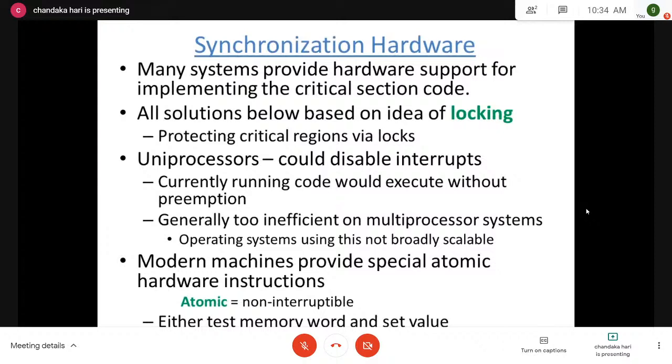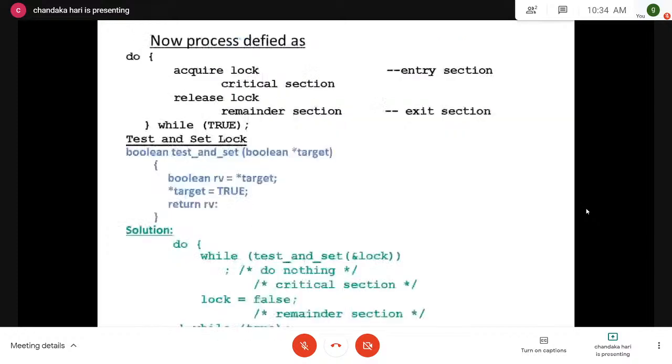Then you are allowed to continue your execution. Once your execution is successfully completed, you can release the locks. That's why the process is redefined as: acquire the locks on the data items, then enter into the critical section, release the lock, and after that enter into the remainder section. This is the code we saw, which is simply true or false. If it is true, it is already held by someone, and if it is false, that particular data is not locked by any process.